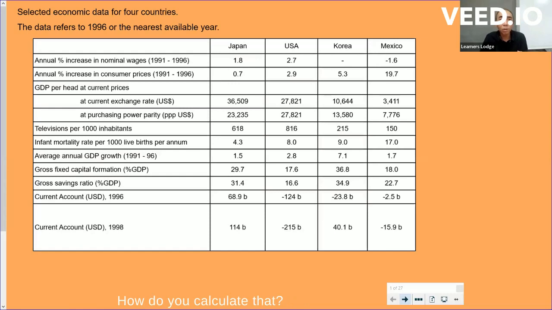Now, increase in real wage, how do you calculate that? The way to calculate it is to recognize the correct formula: the percentage change in real wages is approximately equal to the percentage change in nominal wages, which is the first row of information, minus the percentage change in consumer prices, also known as the inflation rate. So you take this number minus this number for each country to get the percentage change in real wages. Notice how the question didn't ask for Korea, because there's no way to calculate this for Korea since the information for percentage change in nominal wages is not included in the first place.